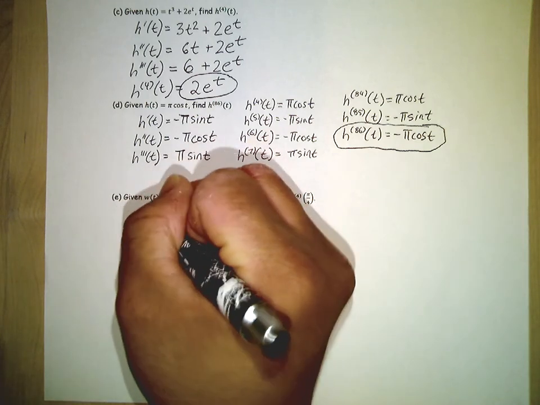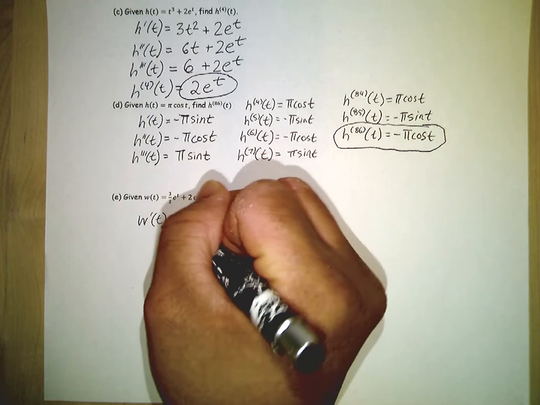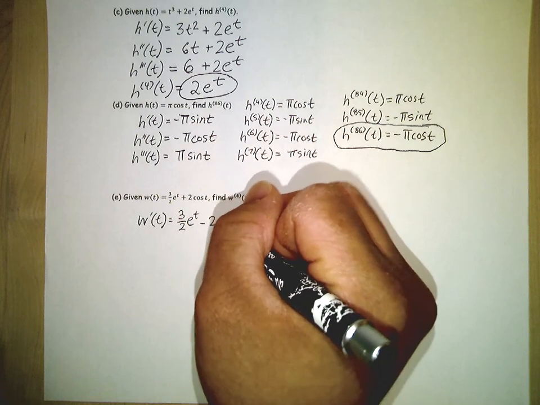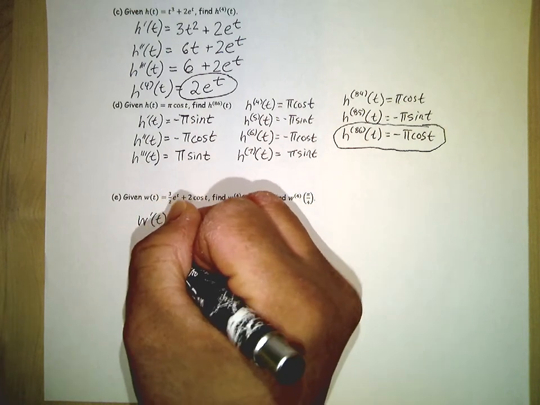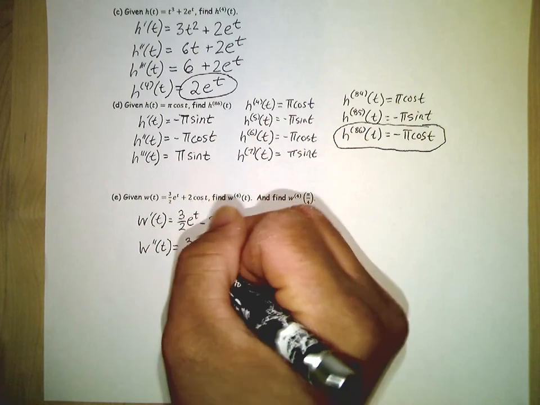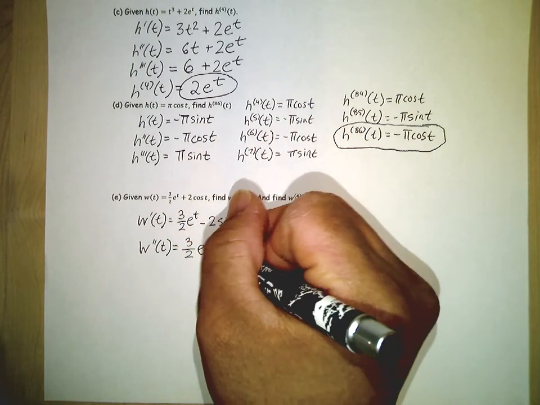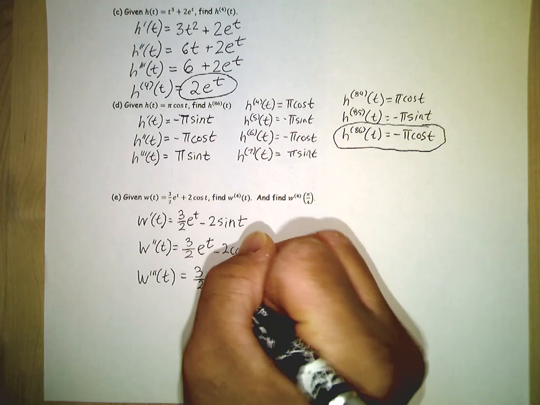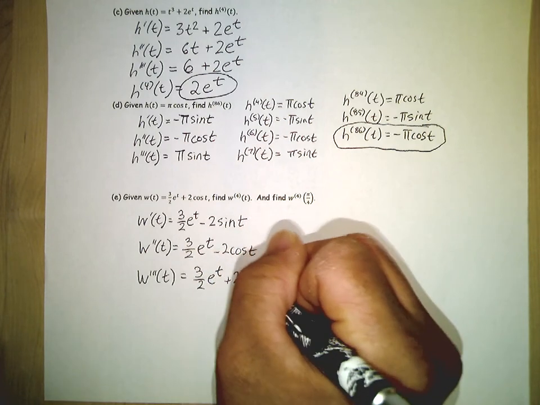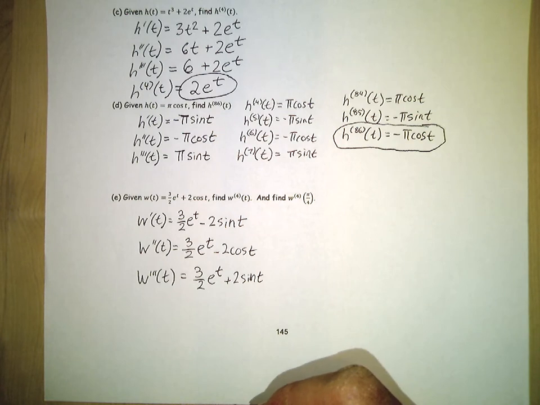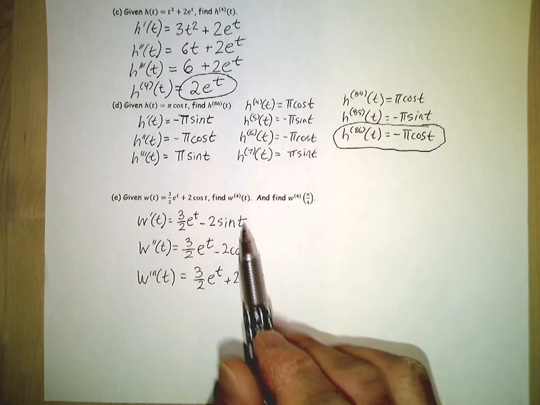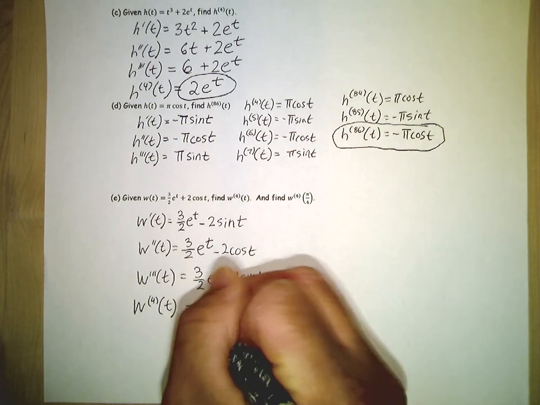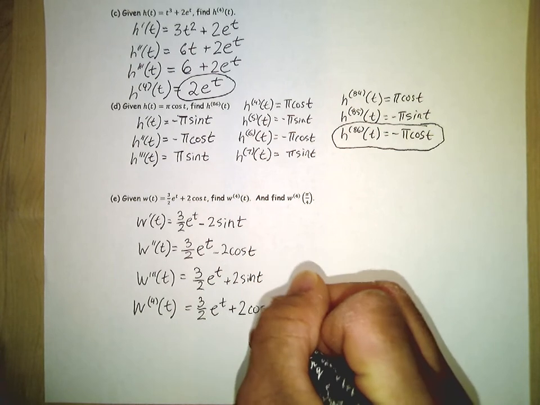All right, so the first derivative of 3/2 e^t, and the derivative of 2 cosine t, will be minus 2 sine t. Then w double prime at t is 3/2 e^t minus 2 cosine t. The third derivative is 3/2 e^t plus 2 sine of t. And you could have probably guessed here that this trigonometric function was going to cycle back to itself at some point. So the fourth derivative is 3/2 e^t plus 2 cosine of t.